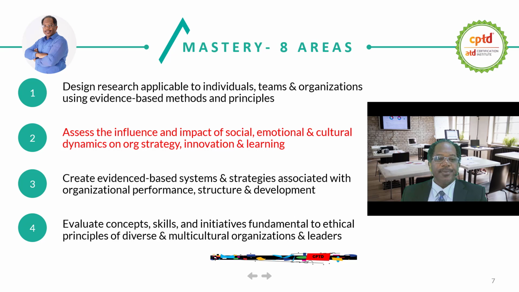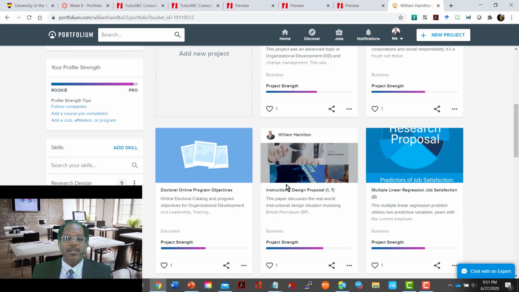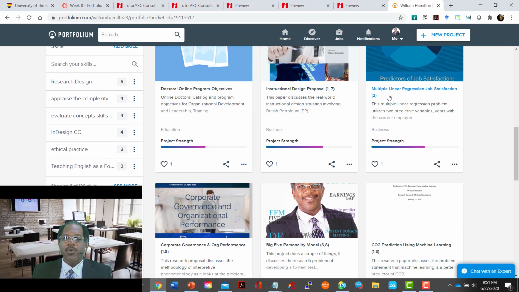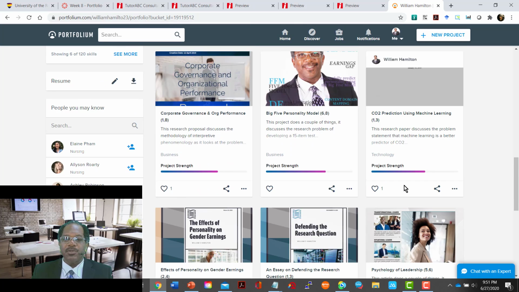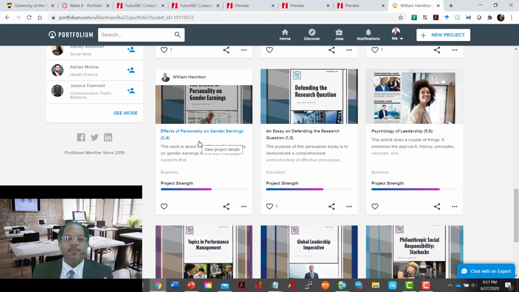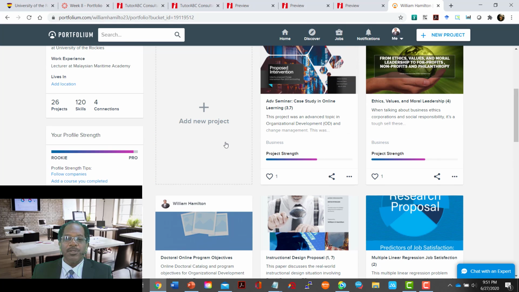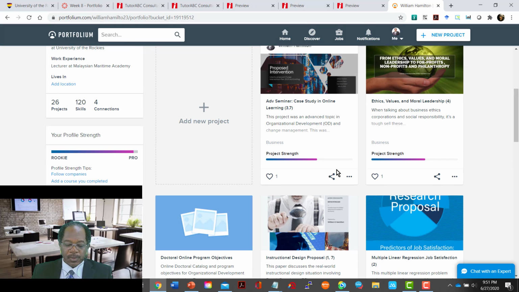Under program learning outcome number 2, assess the influence and impact, if we look at the page here and the numbers in highlight, we're looking for number 2. We have this multi-linear regression. This is the one I'm going to talk about here with job satisfaction, but as you can also see, there is also the effects of personality on gender earnings. There's another one, but again, for this project, I chose to highlight the multilinear regression.